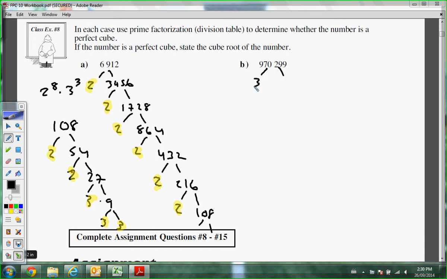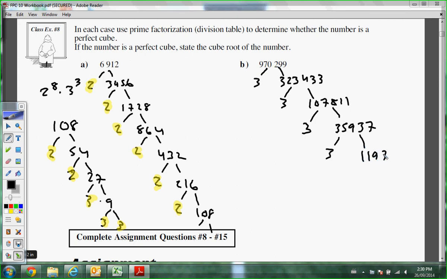Let's try this one. 3. It's a big number. 3, 2, 3, 4, 3, 3. Got 3 again. 107,811. We do have a 3 again. 35,937. And 3 again. 11,979, and the last 3 here gives us 3993. Then they go to 11.